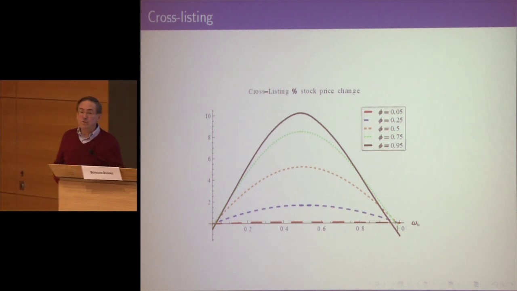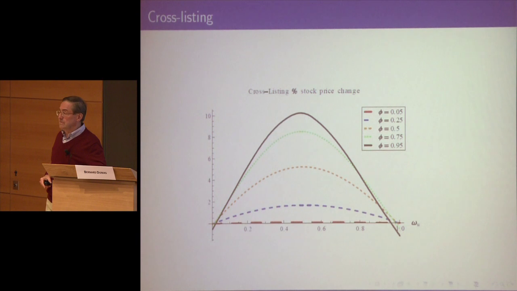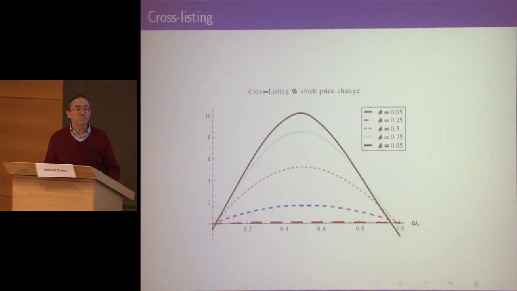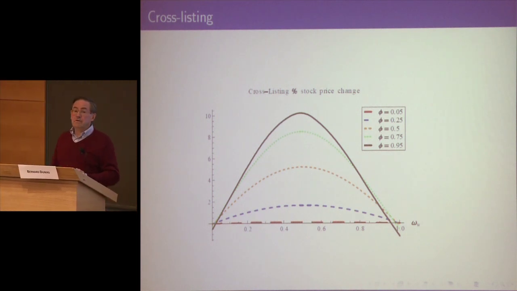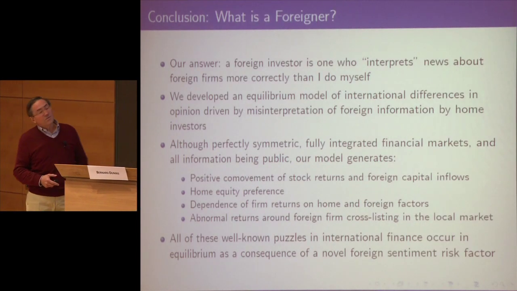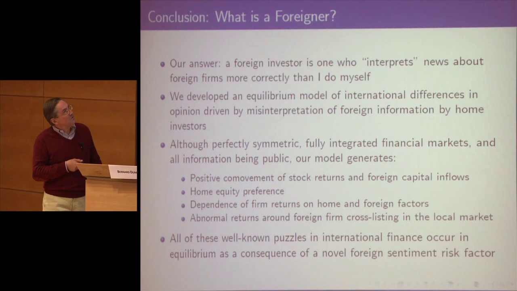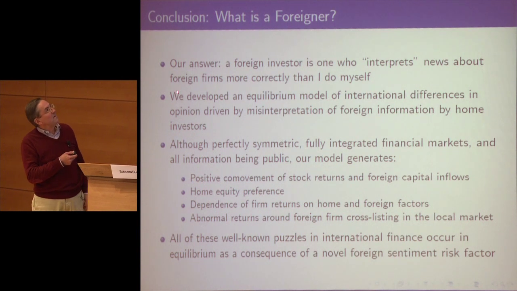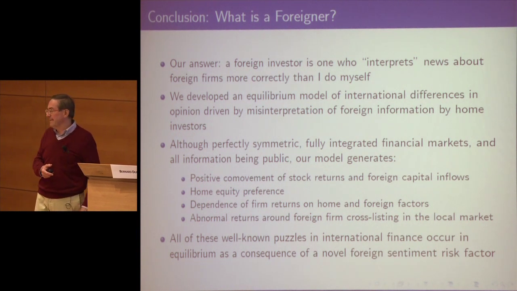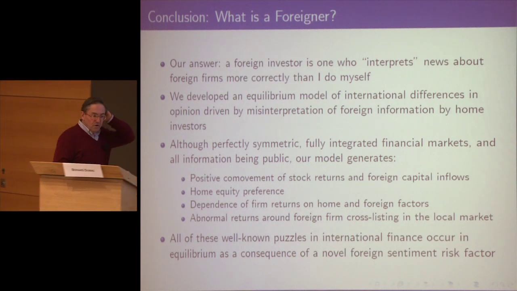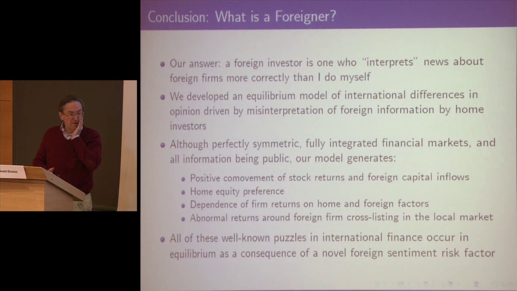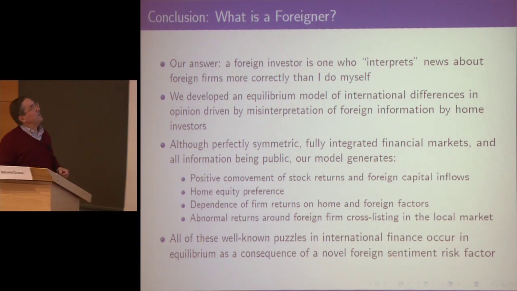This had been interpreted as a sign of segmentation of the market. But you can see here there's no segmentation of the market. Capital flows are completely free. It is not a financial market barrier that we have. It is an information barrier, if you like. So to conclude, in this paper, we've asked, what is a foreigner? Our answer is a foreign investor is one who interprets news about foreign firms more correctly than I do myself. And so it's a question of being able to process the information.